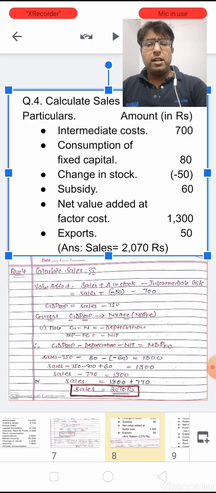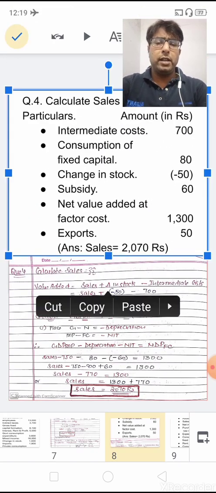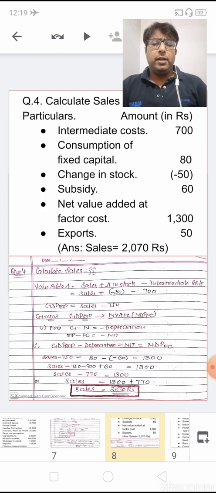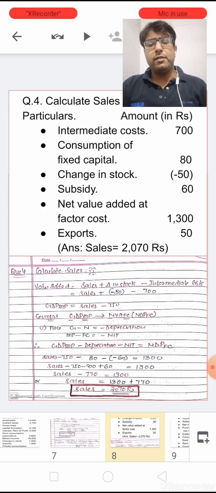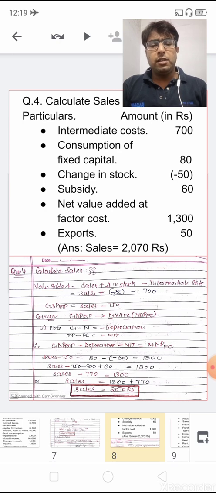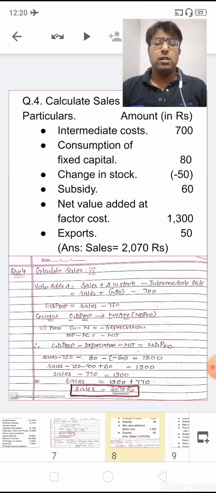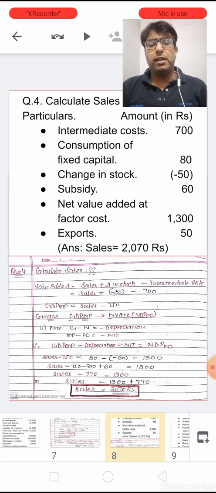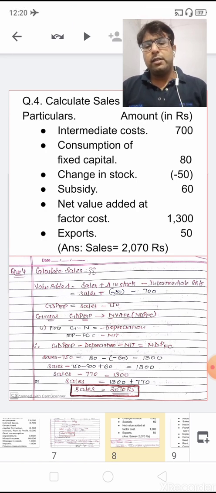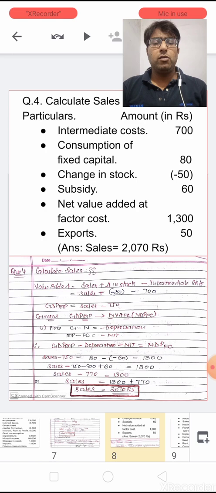We have to find out sales from the following given data. Intermediate cost is 700, consumption of fixed capital is 80, change in stock is minus 50 and the subsidies is 60, whereas net value added at factor cost is 1,300 and export is 50. We have to find out the value of sales. So we are applying the same formula: value added is equal to sales plus change in stock minus intermediate consumption.